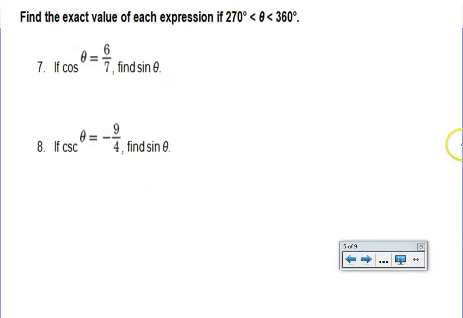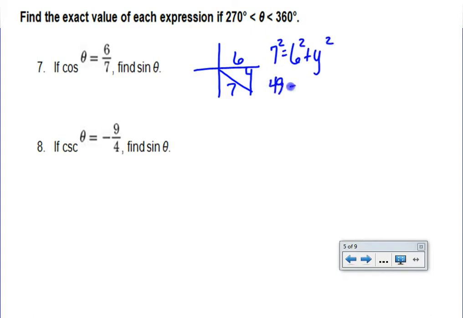Alright, and then this last section here, we're going to be in the fourth quadrant, between 270 and 360. And again, we're going to draw ourselves some pictures because sine and cosine are not directly related. So if the cosine is 6 over 7, that means x is 6 and r is 7. Do a little Pythagorean theorem to figure out your r value. Or no, we know our r value, we have to find our y value. So 7 squared equals 6 squared plus y squared. So let's see. Looks like it's, oh jeez, going to be the square root of 13.